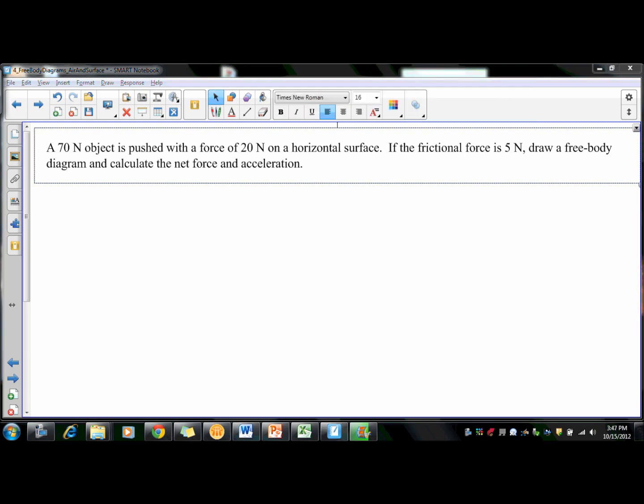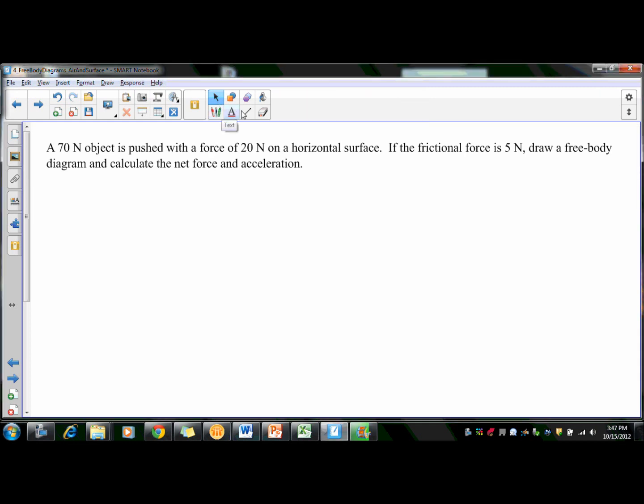If the friction force is 5 newtons, draw a free body diagram and calculate the net force and acceleration. All right, so let's start with our box. Our box is on a surface, and then we have our arrows.